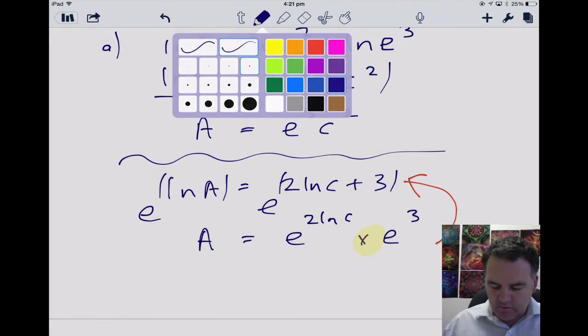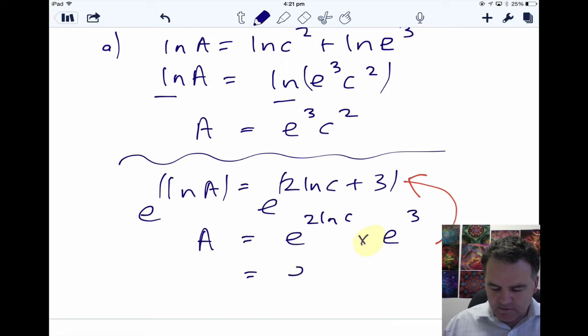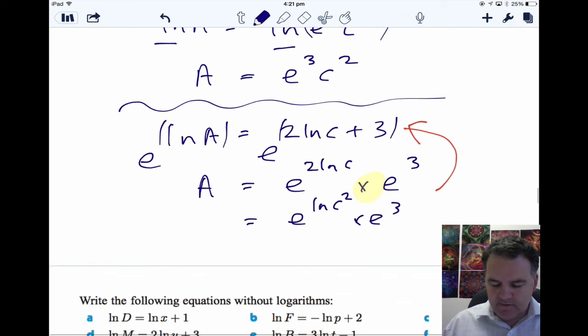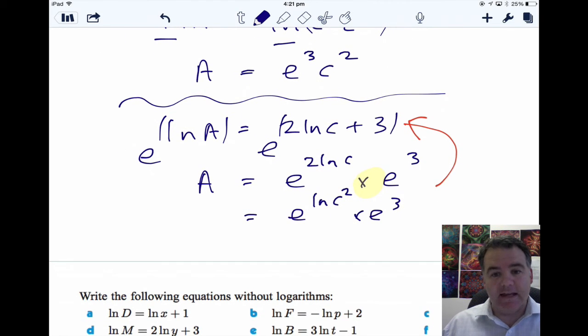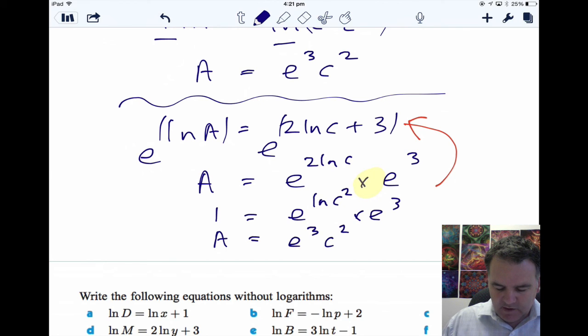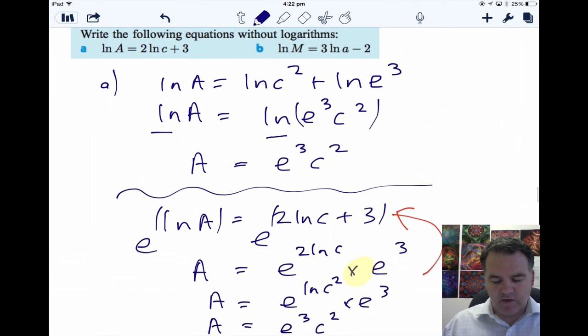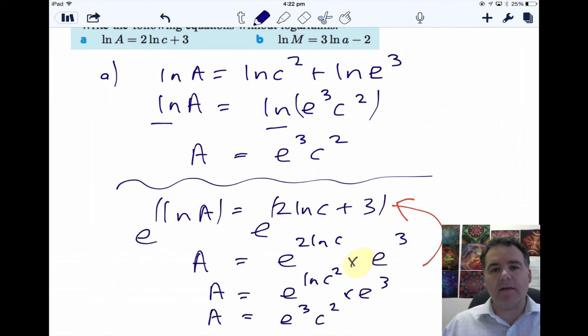Okay, so this is e to the ln c squared times e cubed. And e to the ln c squared, we know e and ln are inverses of each other, therefore they cancel out, so we're just left with c squared there. So we've got c squared times e cubed. And you can see we've got the same answer as we did before. So two slightly different ways of approaching that one. Have a go at part B.